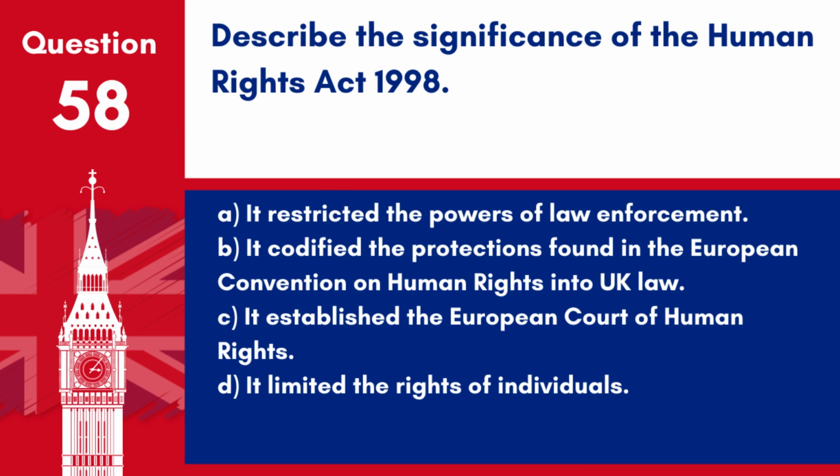Question 58. Describe the significance of the Human Rights Act 1998. A. It restricted the powers of law enforcement. B. It codified the protections found in the European Convention on Human Rights into UK law. C. It established the European Court of Human Rights. D. It limited the rights of individuals.